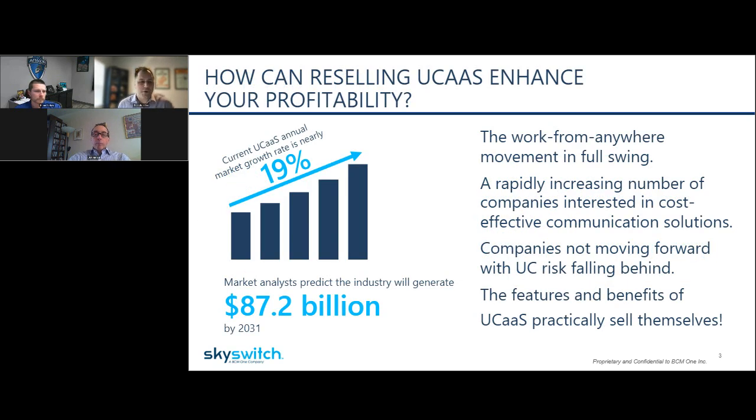Exactly. And then we'll just jump right into things here. So, how can reselling UCaaS enhance your profitability? Well, as we all know, and John alluded to, the work from anywhere movement is in full swing. As we just look at some quick numbers here, some market analysts predict the industry will generate $87.2 billion by 2031. So again, we may not be in the infancy. VoIP has been here for 30 years. We're definitely not in the infancy, but there's still a lot to grow. So plenty of upside if you decide to get into this space, as well as adding on and trying to own as many other things as you can with your customers' IT spend.